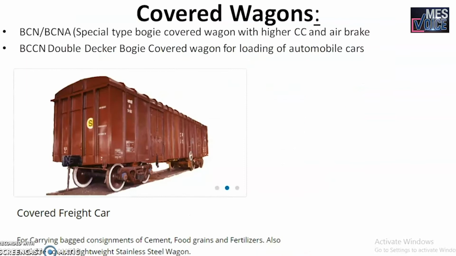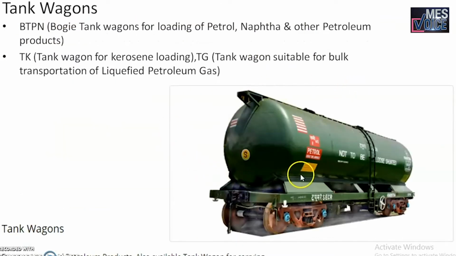Another one is the covered wagon, which is usually used for the transportation of cement, food grains and fertilizers. The name of the wagon is BCN, that is a special type of bogie covered wagon. This is the same as what we see in our road transport system. This type of tank wagon is used for the transportation of petroleum products, naphtha and other petroleum products. The tank wagon is suitable for bulk transportation of LPG.